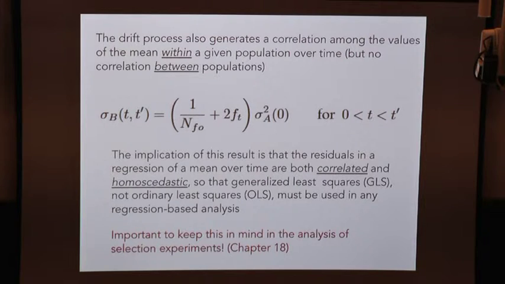If I simply did a regression of mean on time, I now have heteroskedastic residuals. Why? The variance gets bigger with t. I also have correlated residuals because of this. So because of that, if you're trying to analyze how a population changes over time, you've got to use generalized least squares, not ordinary least squares.